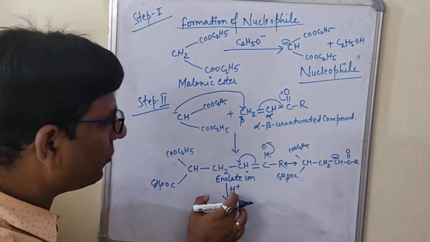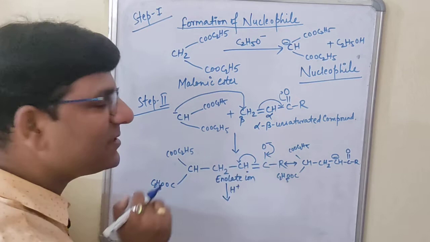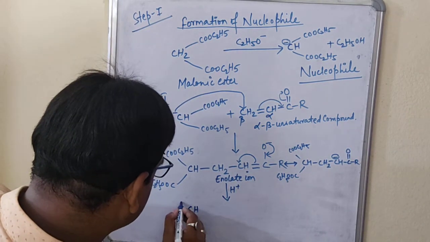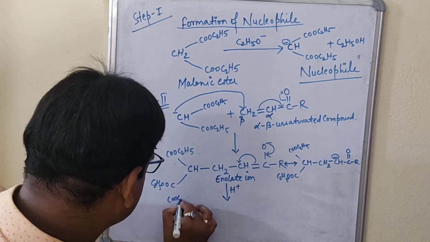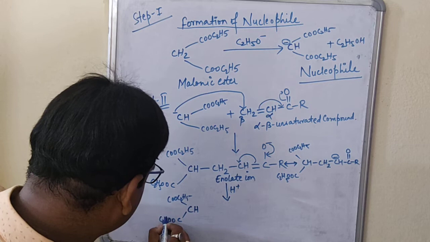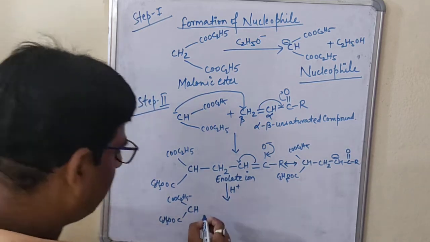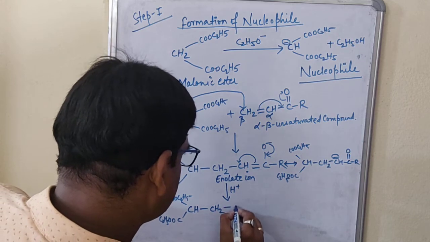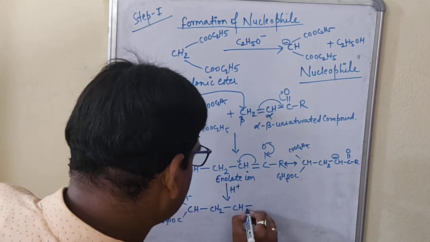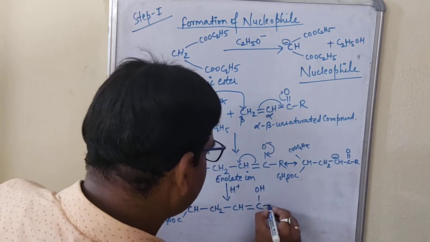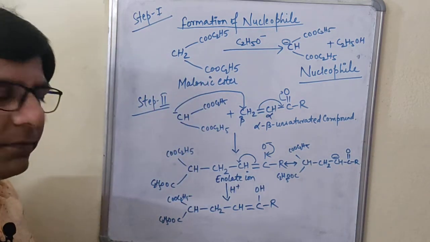Where will this H plus go? It will go and attack this oxygen. So ultimately what you will get here is CH, COOC2H5, COOC2H5, then CH2, CH, double bond, C, here it will be OH and here it will be R.